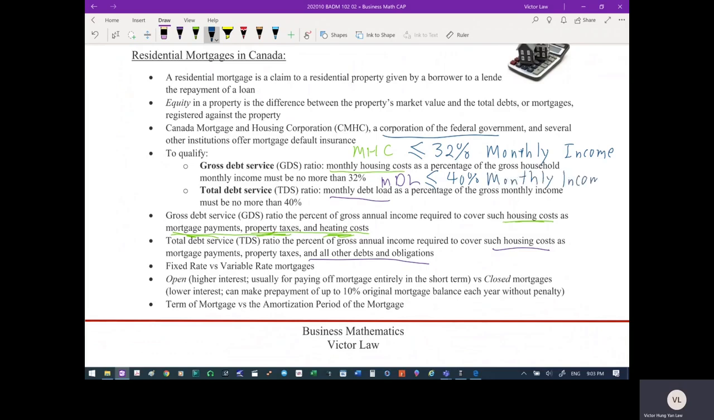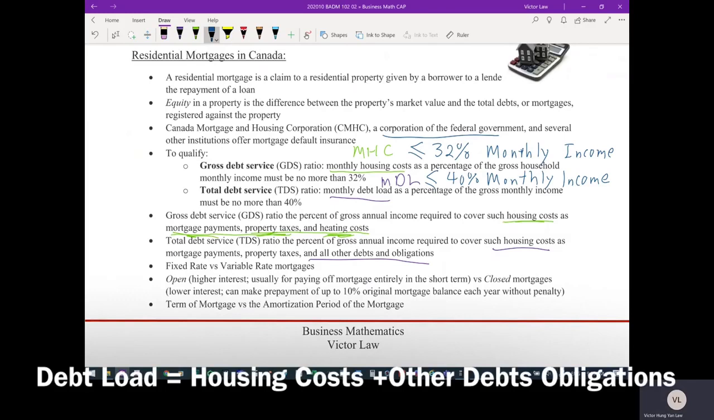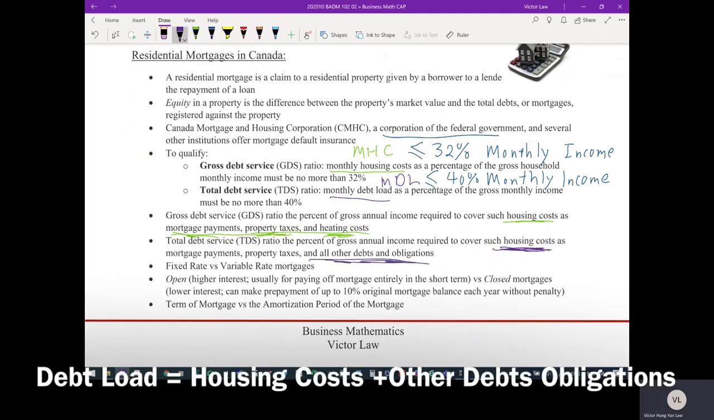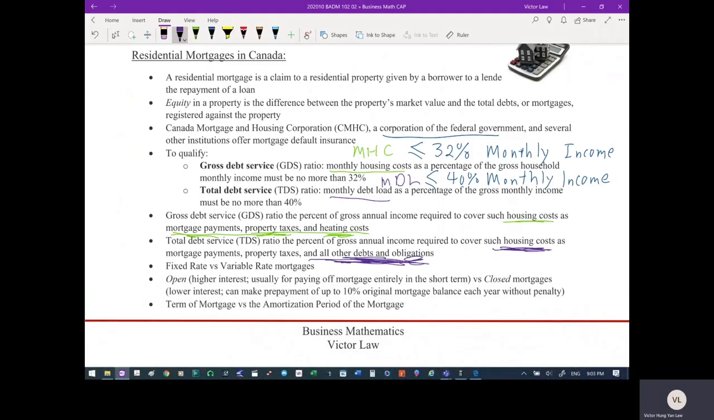When you go to the bank and look for how much mortgage you can be approved for, you need to satisfy both conditions. The monthly debt load looks at not just the monthly housing costs, but also your other debts, like your student loans, your car loan, your credit card bills, all that as well. So not just your housing costs, but your housing costs plus your other debt obligations, and that has to be less than or equal to 40% of your monthly income. Those are the two criteria that the CMHC sets, and those are the criteria that the banks look at.